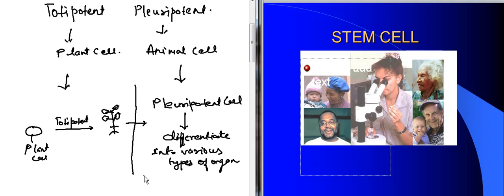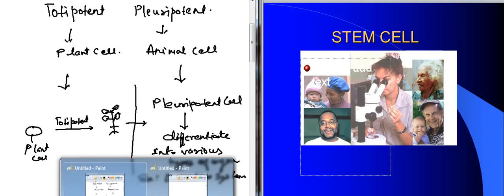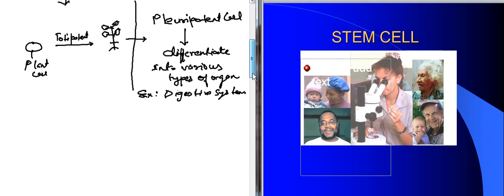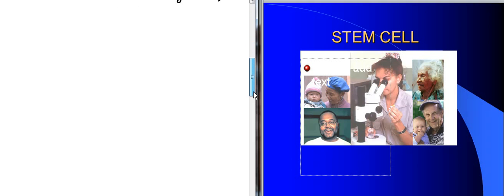Such as, for example, digestive system, excretory system, then we have a reproductive system and all that. So now, before starting the pluripotent nature of the cell, we should know how these cells are found. Okay, so we will go to the fertilization stage.